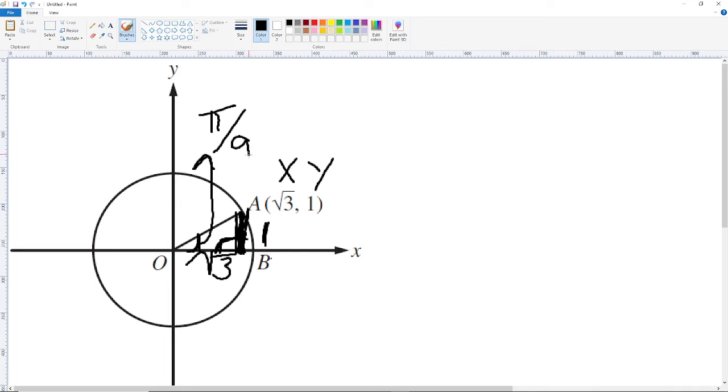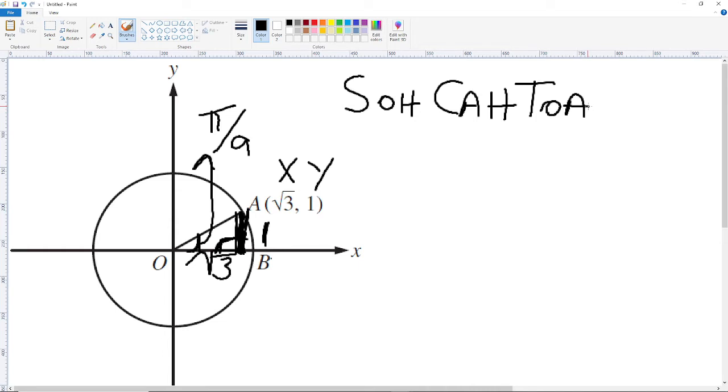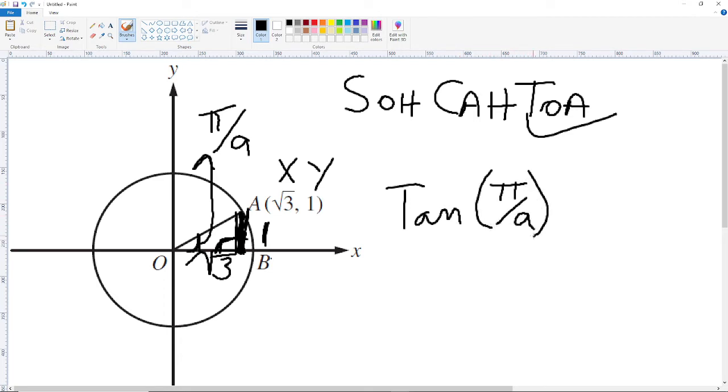Well, we have the opposite side and we have the adjacent side. So make sure you know SOHCAHTOA. Sine is opposite over hypotenuse. Cosine is adjacent over hypotenuse. Tangent is opposite over adjacent. Which one of those has opposite and adjacent? Well, tangent. So tangent of this angle, we don't know what the A is, so it's pi over A, equals opposite 1 over square root of 3.